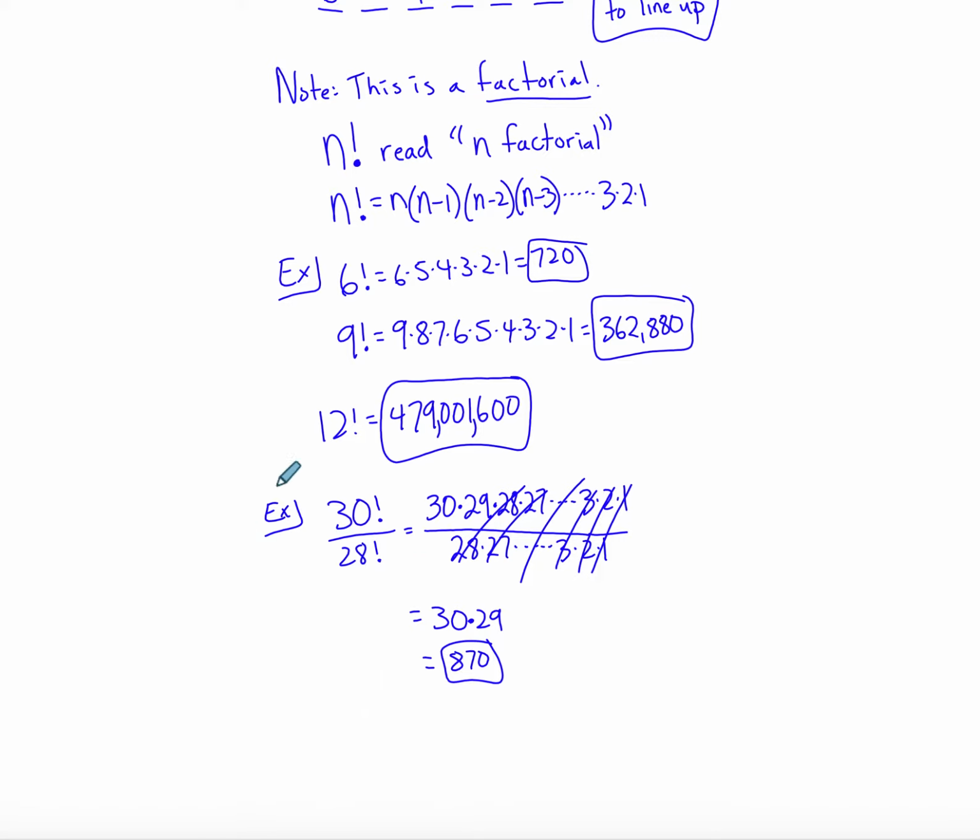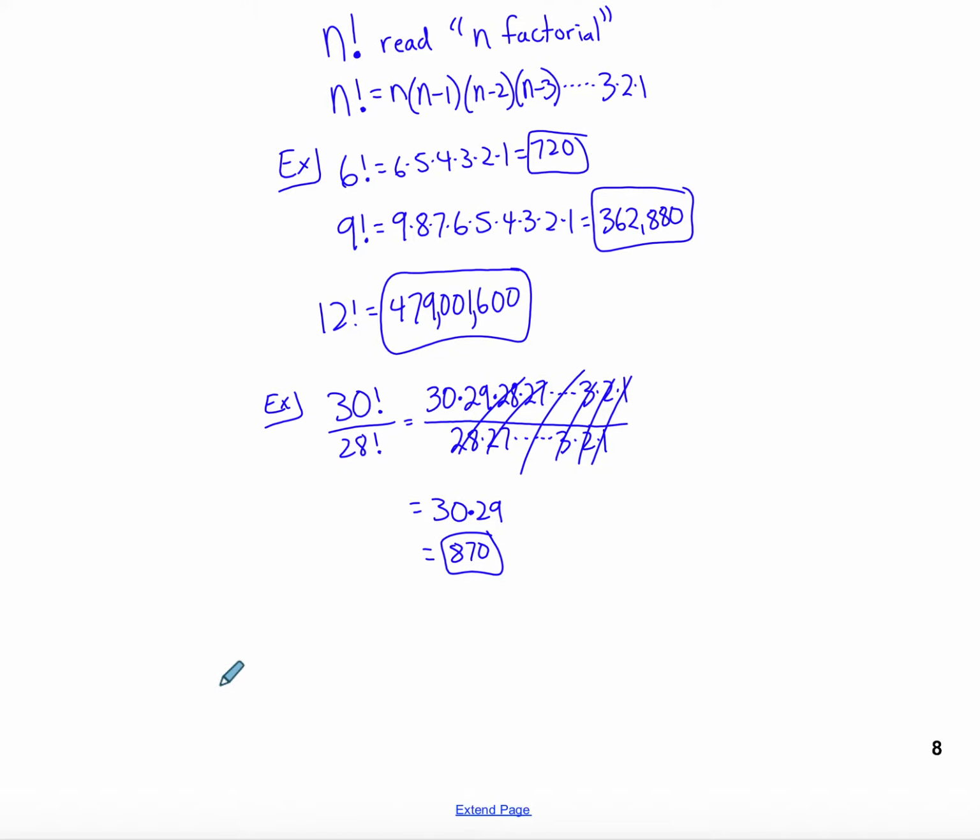So the next thing is, if you have a factorial over a factorial, you can actually do some things. 30 factorial is 30 times 29 times 28 times 27 all the way down to 1. 28 factorial is 28 times 27 all the way down to 1. And you notice all these numbers will cancel each other. And so you just get 30 times 29. So that's a quick way to do some multiplications with this.